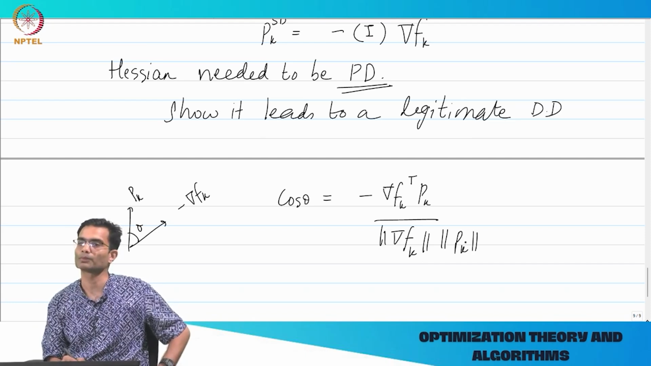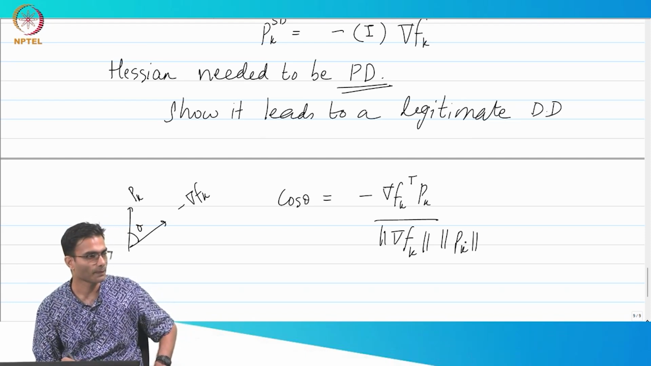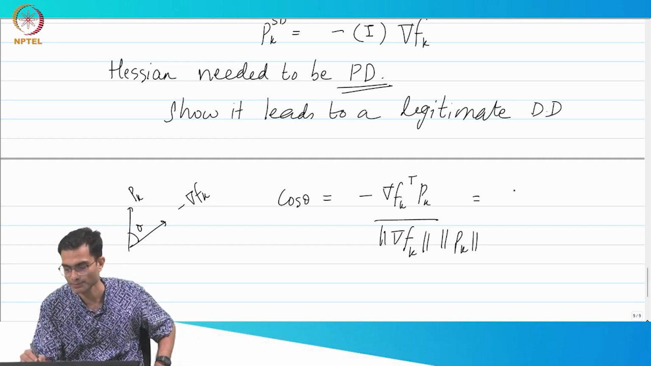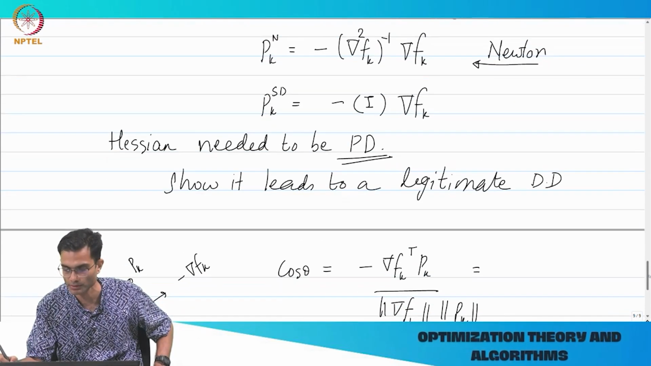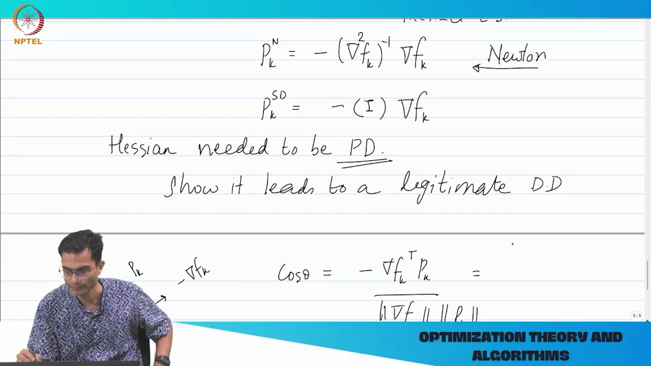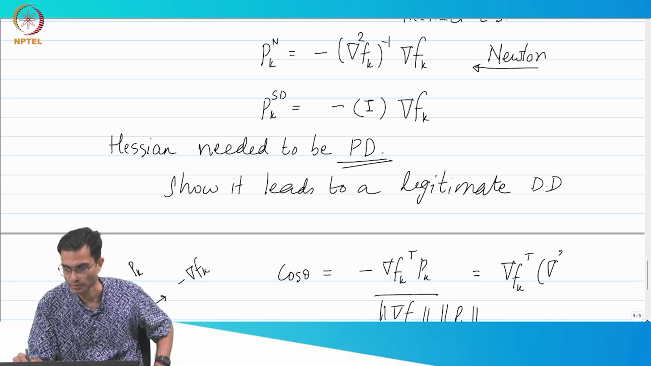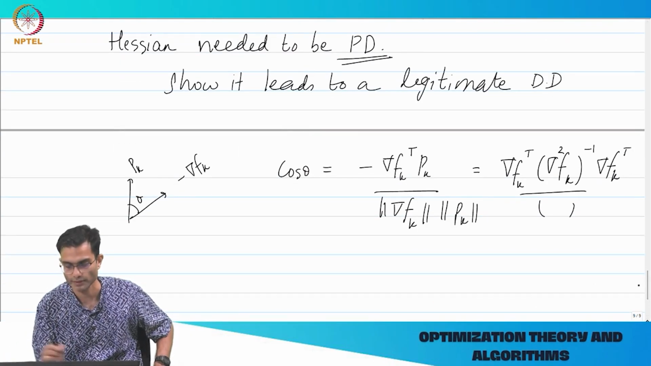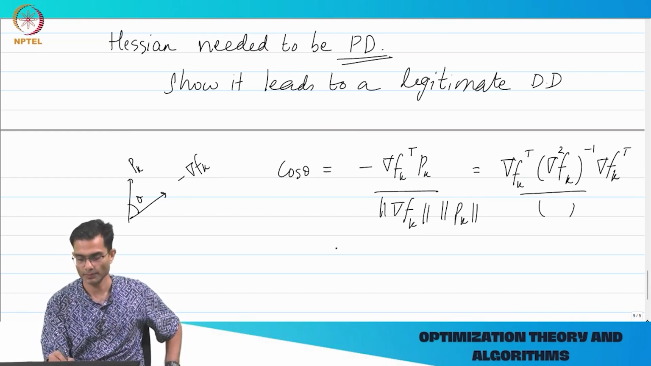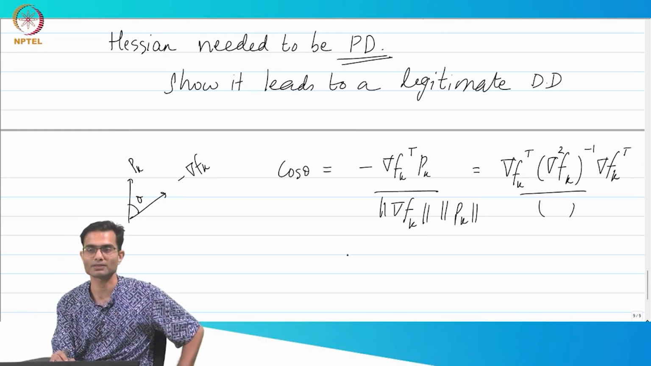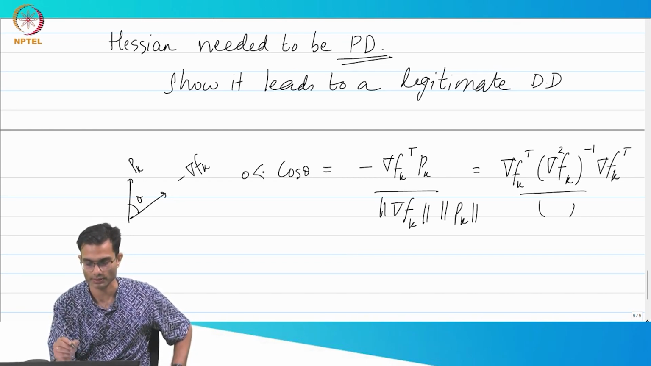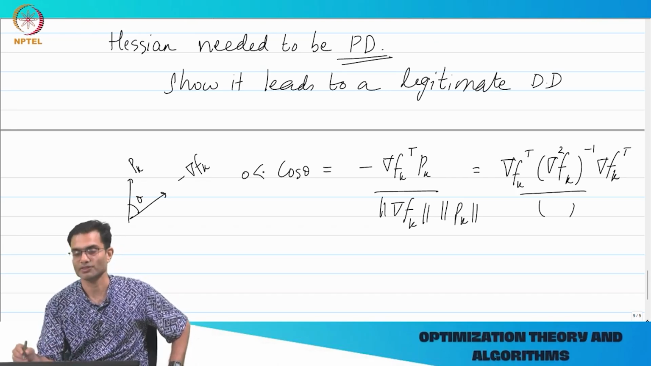No problem with the denominator because that's always positive. Over here, if I substitute the numerator, pk is coming from the Newton expression. What will it become? Grad fk transpose, and so on. And the cosine of this needed to be what? Greater than 0, less than 0? Greater than 0, right? So therefore this expression has to be positive.